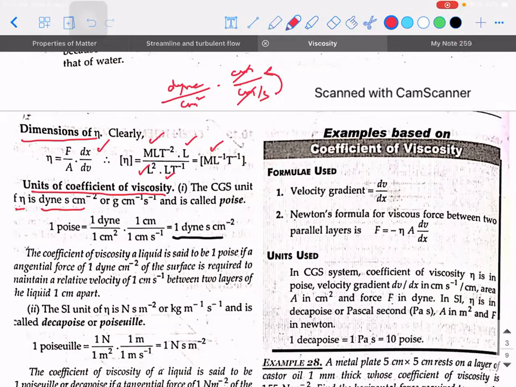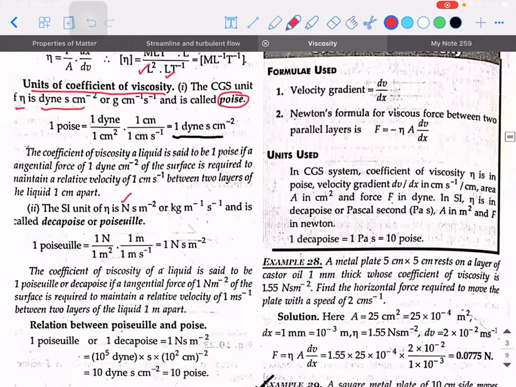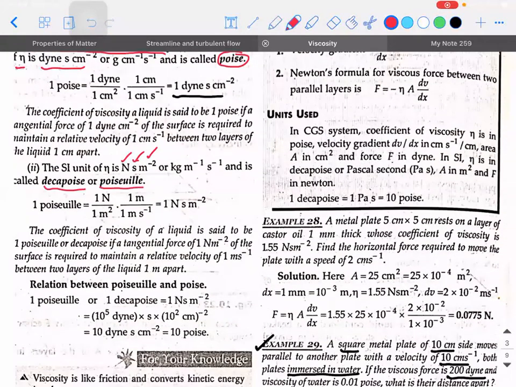And this dyne second per centimeter square collectively is what is called poise. P-O-I-S-E, poise. Then the SI unit: dyne will be replaced with Newton, second is second only, and centimeter will be replaced with meter. So Newton second per meter square, or kilogram per meter per second, is what is called decapoise or poiseuille. Deca means 10.